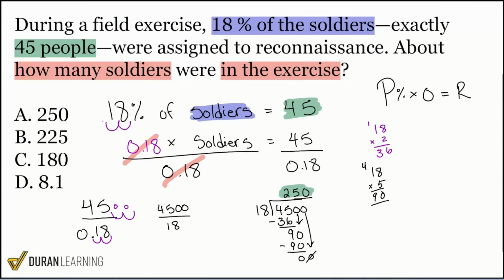Our answer is that there were 250 soldiers at the exercise. The 45 people, that represents 18%, those were the ones assigned to reconnaissance. But in total, there were 250 soldiers present at the exercise. And there we are, everybody. Take that in. Really go over your reasoning and the reasons for why you believe you were right or wrong.